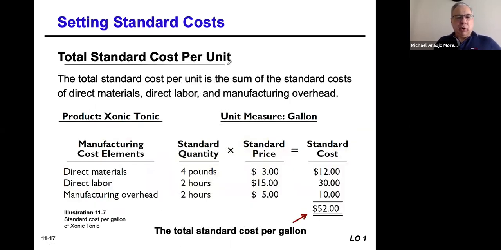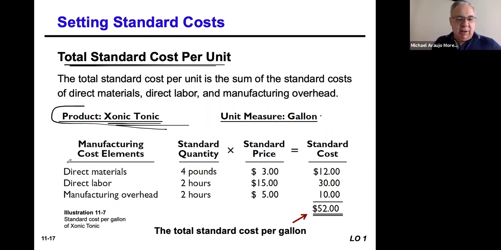So when you look at the total standard costs, and actually here the product is not product X, it's actually product Zonic Tonic. I wouldn't touch it with a 12-foot straw. Maybe. We're measured by the gallon here.